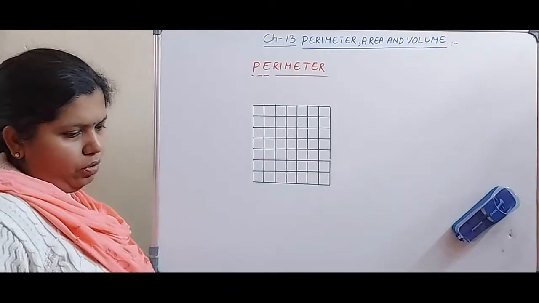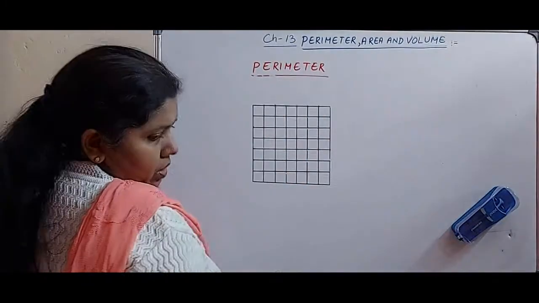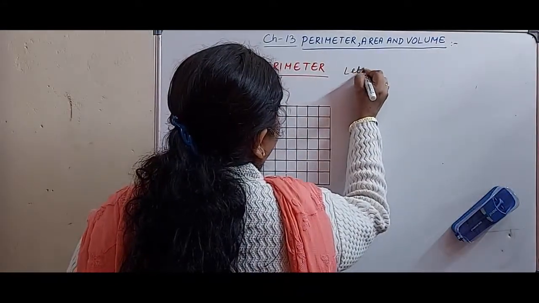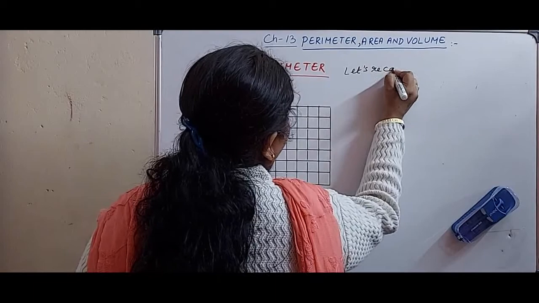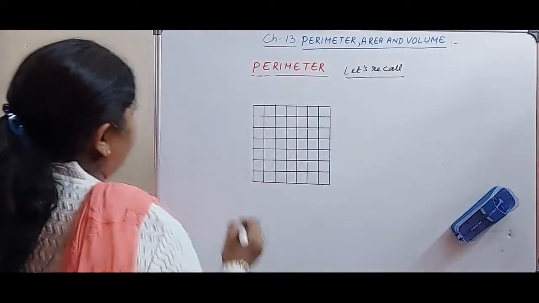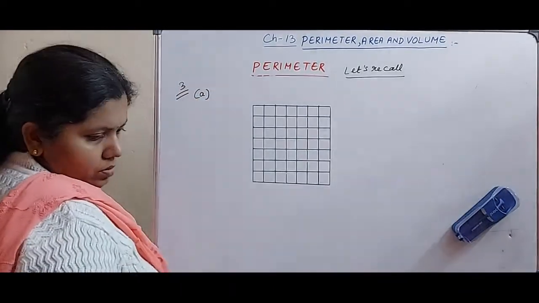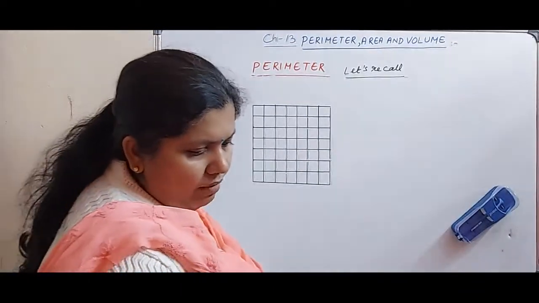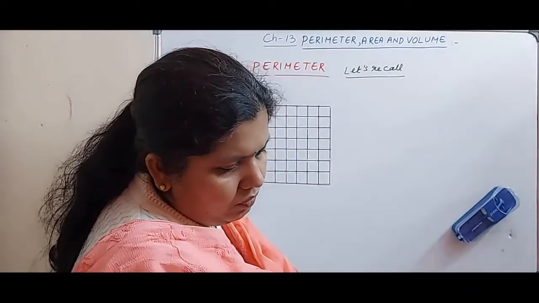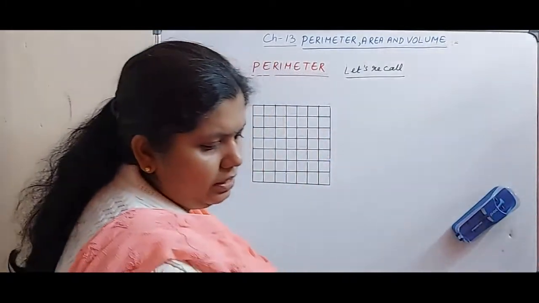I'm doing the first one. Let's recall. I am doing here question number 3, part A. The question is you have to find the perimeter of the following figures. Each side of the square of the grid is 1 centimeter. So we have also taken the grid of 1 centimeter.